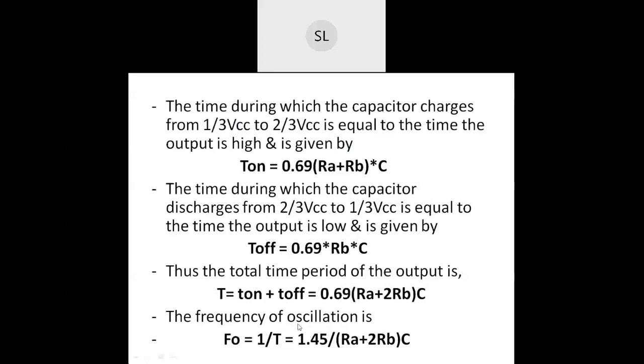Therefore, the frequency of oscillation f naught is given as 1 upon the total time period T, which is equal to 1.45 divided by (RA plus 2RB) into C.